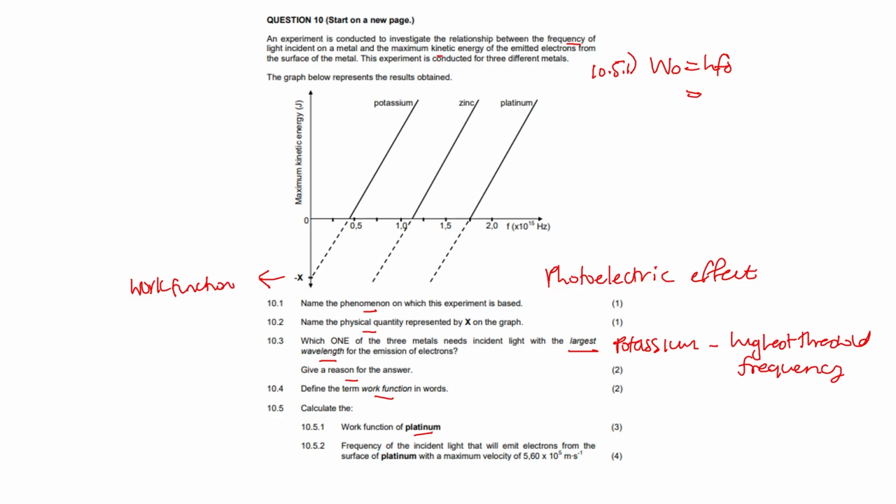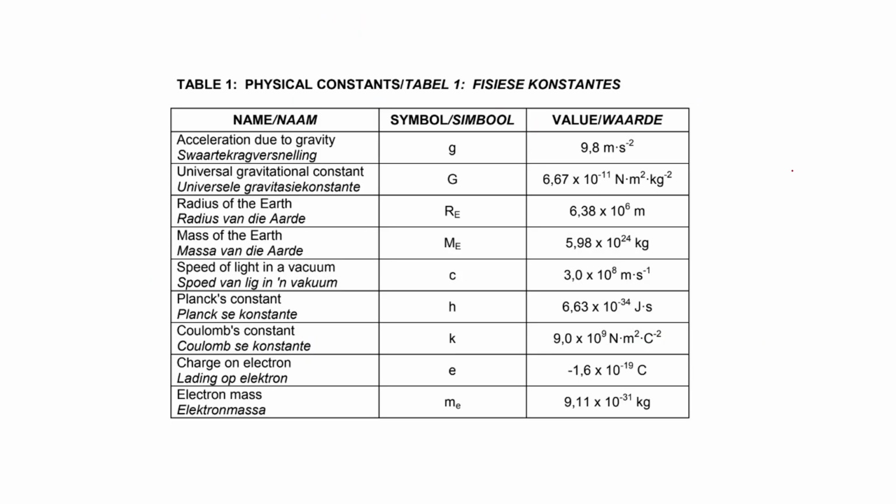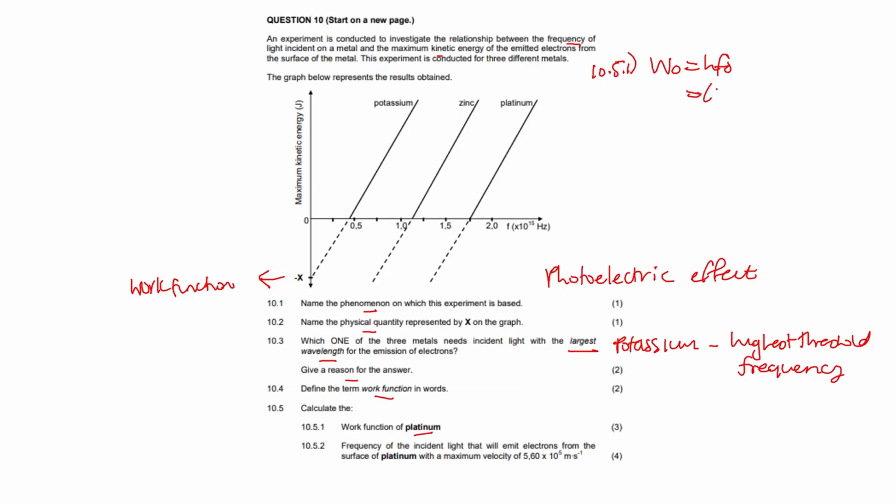So we have h as a constant. So we have Planck's constant right here, so you just write that down. That's 6,63 times 10 to the power of negative 34. And then we also have the frequency of platinum, and that has been given as 1,75 times 10 to the power of 15. So you just go all the way down, and it's that one right there. And then you jot that into your calculator, and you get 1,160 times 10 to the power of negative 18 joules.